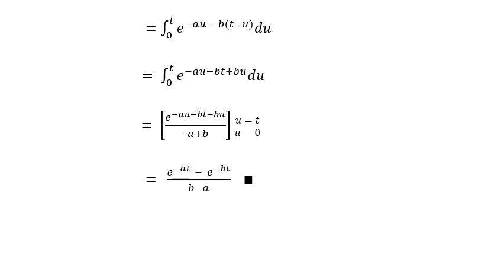Now we are going to integrate with respect to u. The integral of e raised to ax is e raised to ax by the constant a. So here, when we are integrating with respect to u, the coefficient of u is the constant. So it is e raised to minus au minus bt plus bu, by the coefficient of u, that is minus a plus b, where u varies from 0 to t. Now substitute the upper limit and the lower limit. You will get e raised to minus at minus e raised to minus bt, by b minus a.